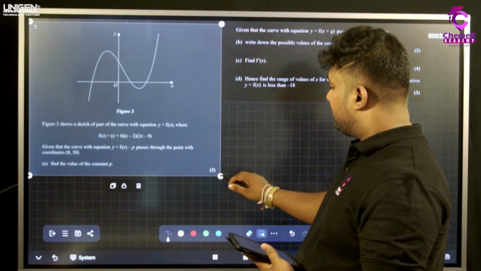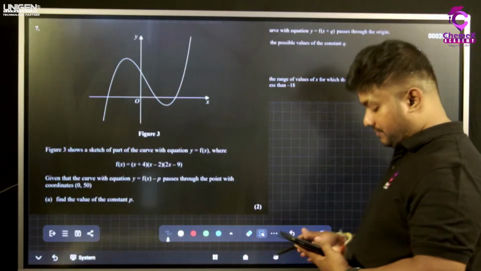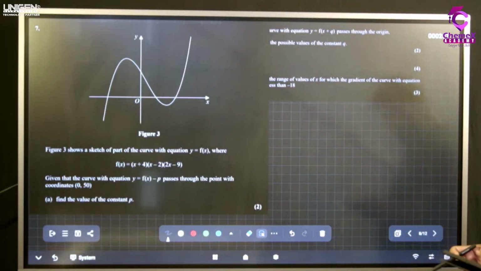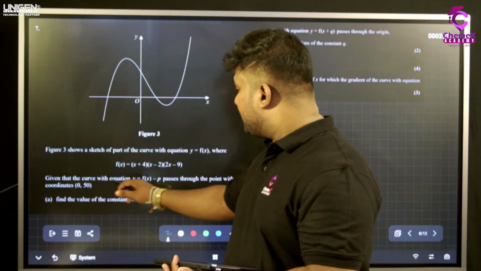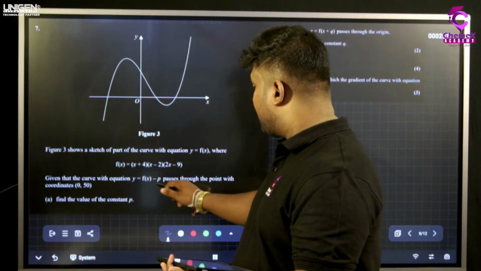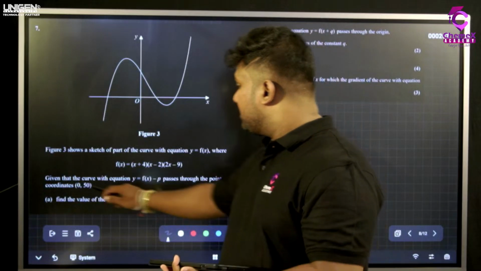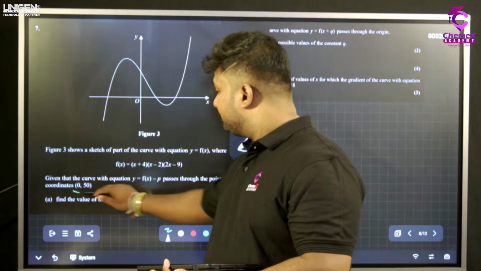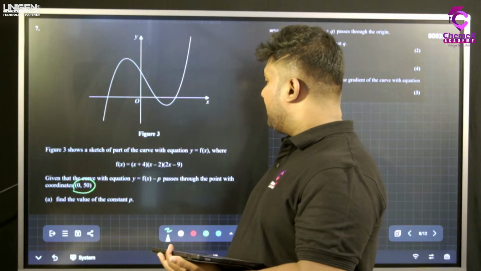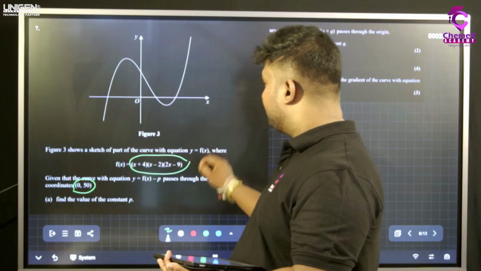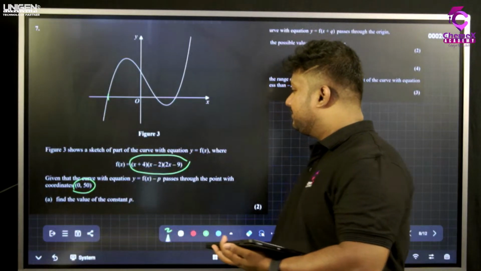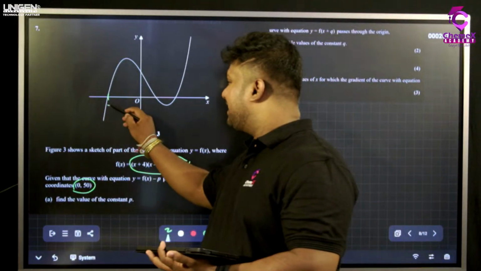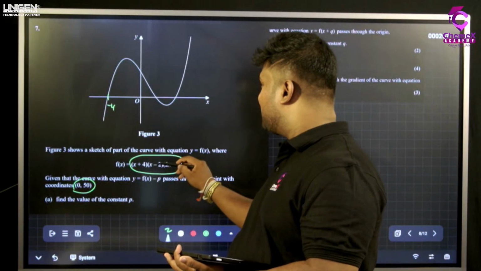So 7th question. They are asking, given that the curve with the equation y equals f(x) minus p passes through the point with 0 and 50. That's the f(x) equation. Minus 4. How do I do that? If someone can explain, that's good.